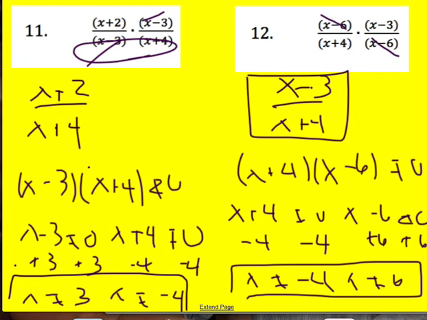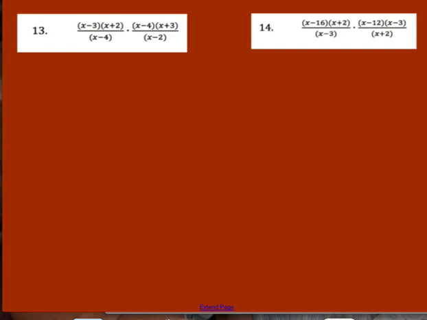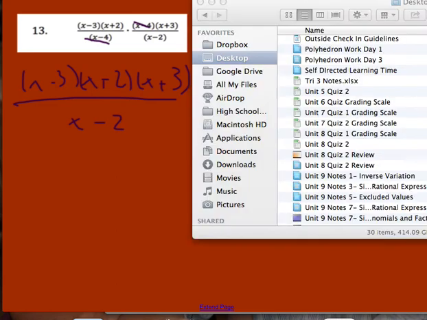All right, last two here. Taking a look at number 13, let's cross off overlapping factors. We can cross off those, and that's it. So then, left over up top, we have x minus 3, x plus 2, and x plus 3. All of that is going to be divided by x minus 2. So if you guys want extra credit, multiply that out for me. Otherwise, I just want to focus on the excluded values for right now.